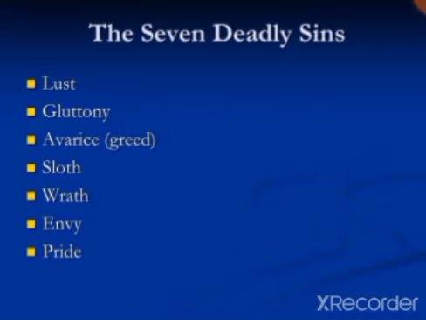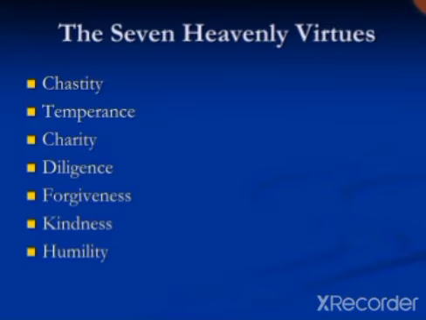Sometimes you may get a short answer question on the seven deadly sins. They are lust, gluttony, avarice or greed, sloth, wrath, envy, and pride. These seven are considered deadly sins from the biblical point of view, and in morality plays and other romances, we find references to them. The seven heavenly virtues are chastity, temperance, charity, diligence, forgiveness, kindness, and humility. These are desirable qualities in a person, and the seven deadly sins are something that you need to avoid.